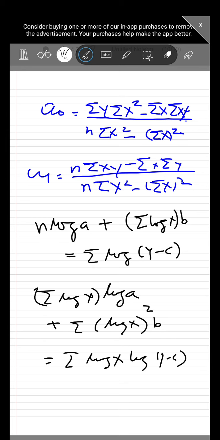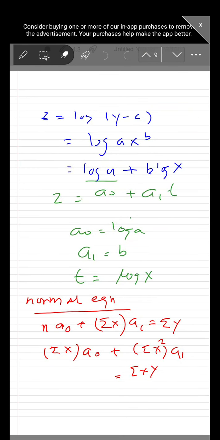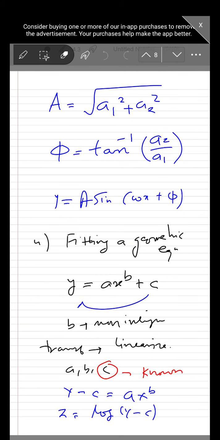And these are the solutions. That's how you can actually find out the value of a0 and a1, and by finding out these values you can find out the values of log a, b, and then you can easily put them into the final geometric equation y is equal to a x to the power b plus c, and that's how you get the geometric equation that you need to fit to the given x and y values.